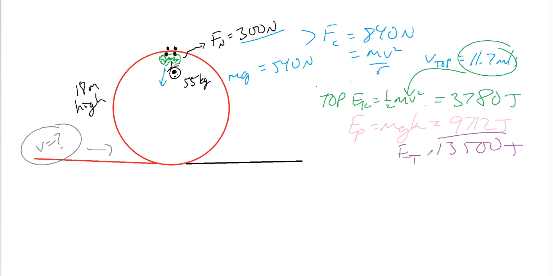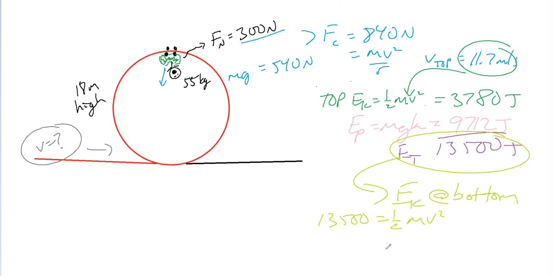So I can take that total energy and move it to the bottom, where at the bottom, it's all kinetic. So this right here must be his EK at the bottom. Okay, so if I take that 13,500 and make that equal to 1/2 mv squared, I can solve for the v, and it will give me the v when he came into the loop in the beginning. Now I know it has to be more than the 11.7 at the top, and if we punch it all out, don't forget to square root, we're looking around 22 meters per second. So he was coming in here at around 22 meters per second.